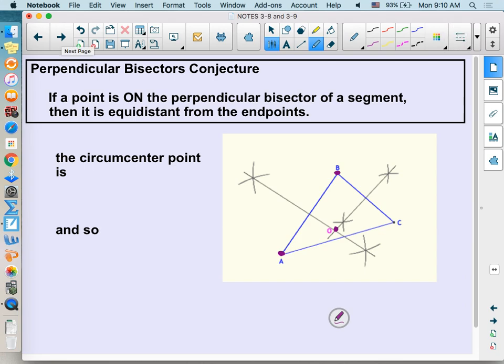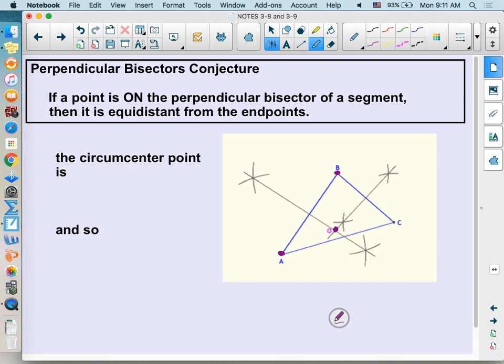I didn't put the third perpendicular bisector in for side AC because I already know where the point of concurrency is. So if I need to locate the circumcenter by construction, I don't need to construct all three. I really only need to construct two to locate that point where the third one would come through. So that also tells me that point O is equidistant from vertex A as it is from C.